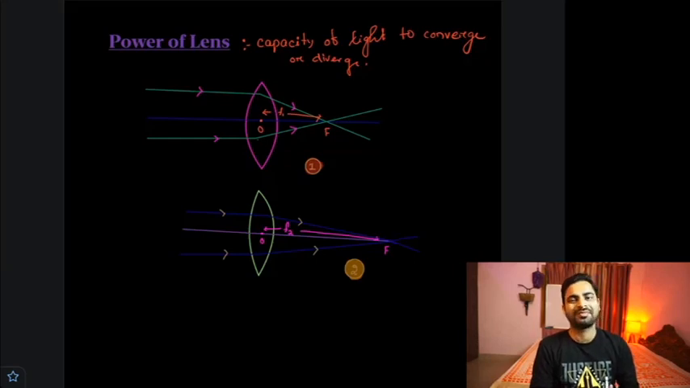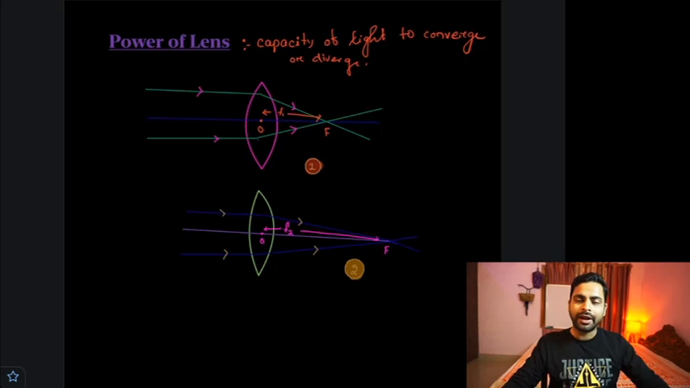Good morning. Let's start a new concept about light, that is power of lens. In the previous class, we have studied about lenses. We know that there are two types of lenses: one is convex lens, another is concave lens. And we know also that concave lens is called a diverging lens, and convex lens is called a converging lens.